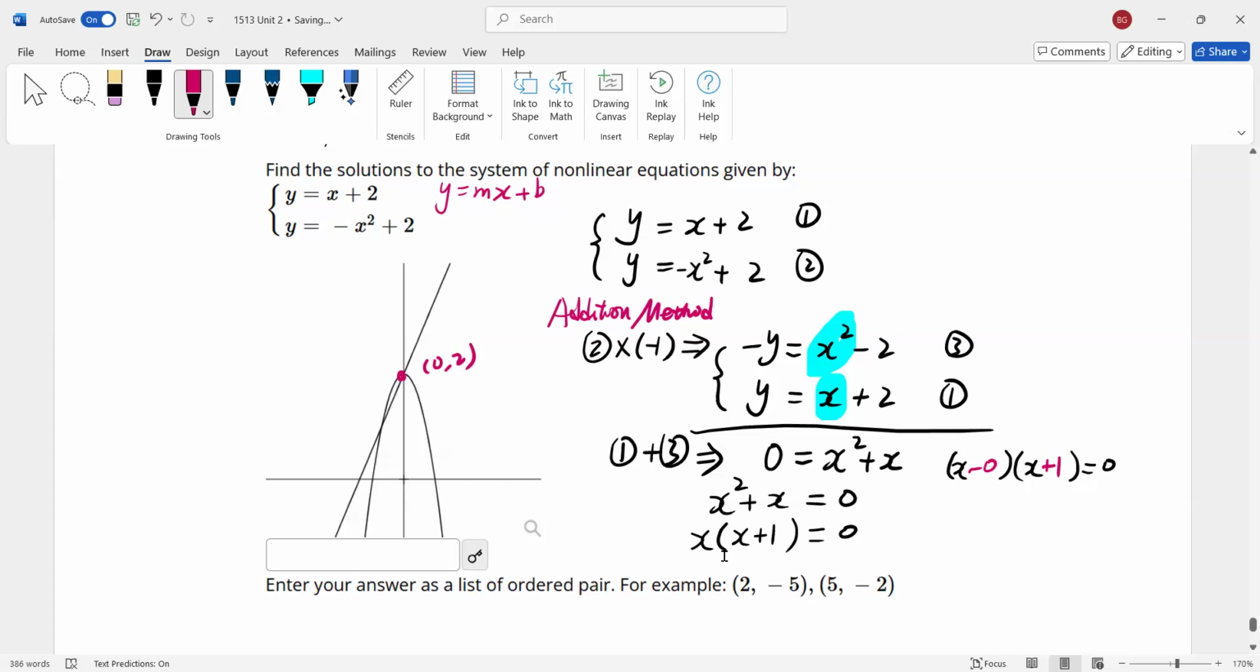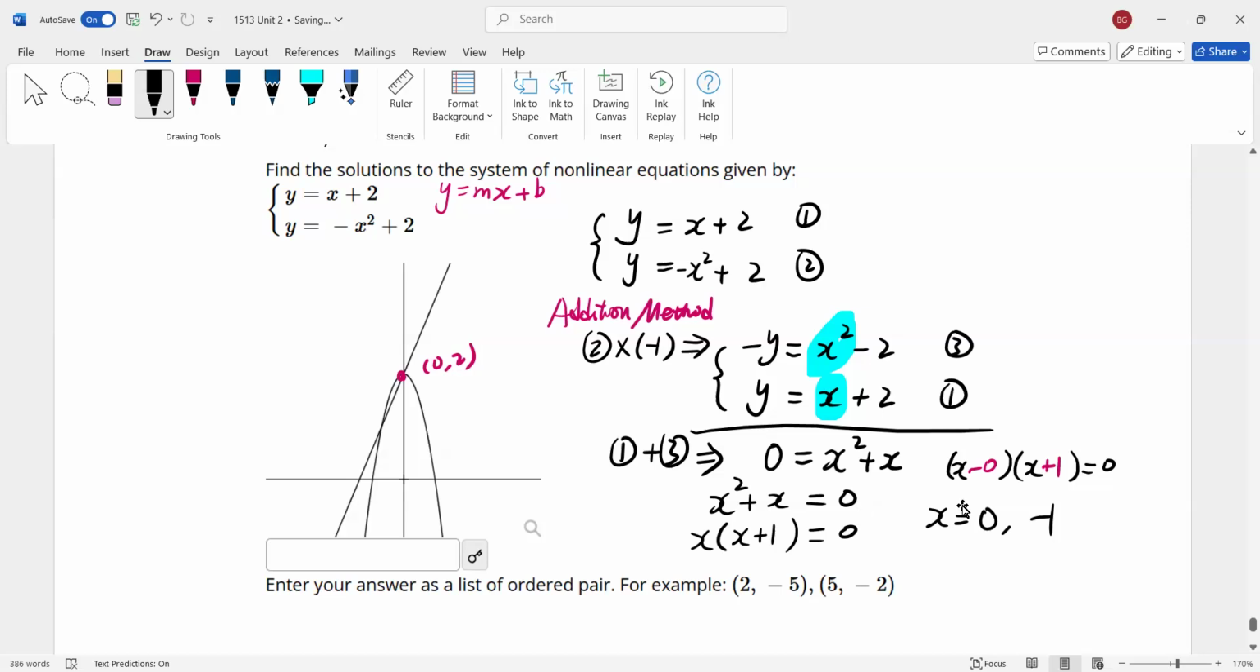I wrote x as x minus 0. Same thing. And x plus 1, I write the plus 1 in red. Then the solution of the equation is the opposite of the numbers in red. The opposite of 0 is 0, right? The opposite of positive 1 is negative 1. So those are the two solutions of the equation x squared plus x equals 0.